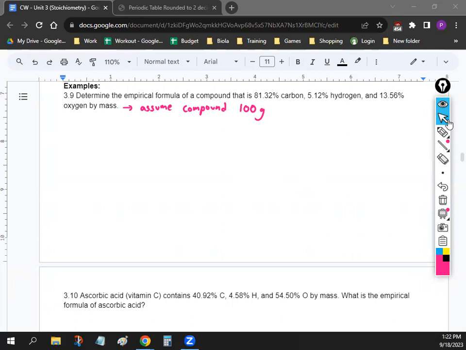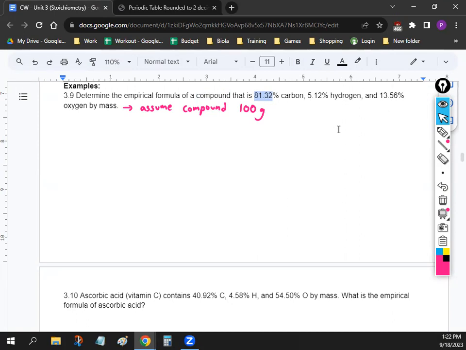Okay, now the reason why we want to assume the compound is 100 grams is because it makes the percentages really easy to work with, okay? So let's say that our compound right here that we're looking at is 100 grams. If it's 81.32% carbon, what's the mass of carbon inside the compound?